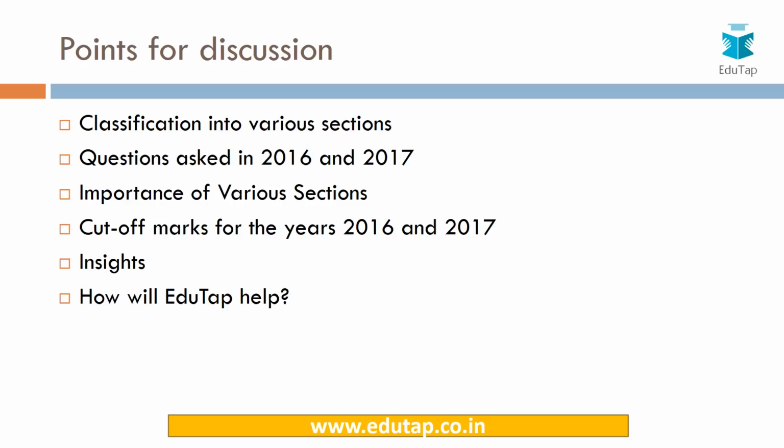So what are we going to discuss as part of this analysis video? First of all, we have classified the questions that had appeared in the 2016 and 2017 examination into 4 broad categories for easy understanding. Then we shall see the number of questions that were asked in 2016 and 17 from these sections, and the importance of various sections. We shall then have a look at the cutoff marks for the years 2016 and 17. Then we can see the key takeaways from this analysis. And finally, how will we at EduTap help you all?